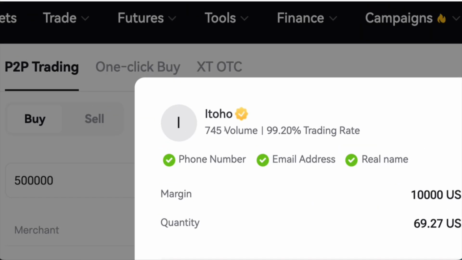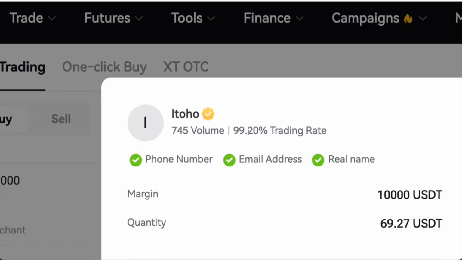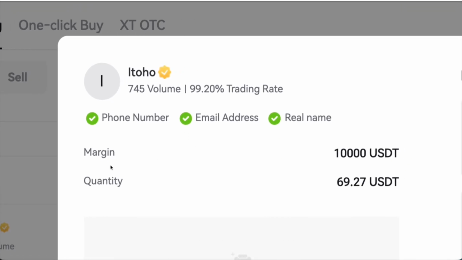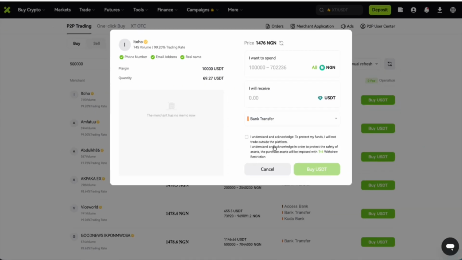You see the volume that has been completed. The higher the volume, the more this person can be trusted. Then you can see the person's trading rate and completion rate, almost 100%. This person's phone number, email address, and real name are all verified. So if the person decides to do you wuru, ST Exchange can track this person and get back your money, which doesn't happen because this person is a verified merchant. The person's margin is about 10,000 USDT right here, and then the quantity is about this. So the person has a lot of money to fulfill all transactions, right?